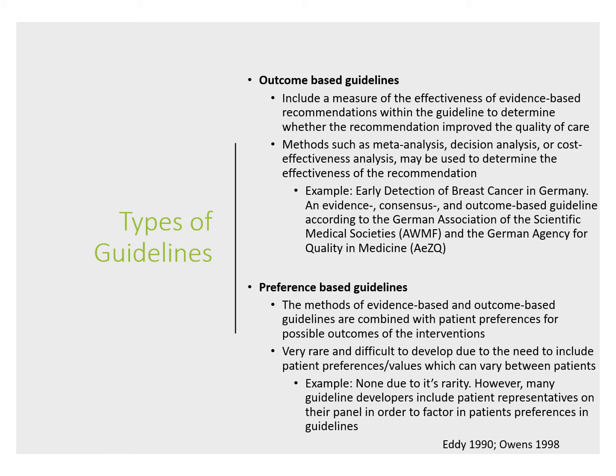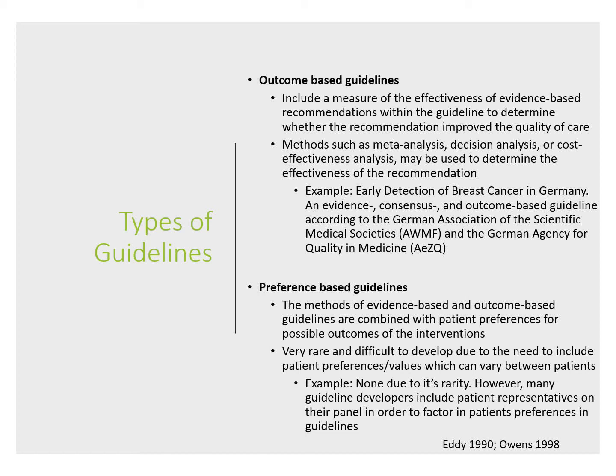The third type of guideline is the outcome-based guidelines. This type of guideline includes a measure of the effectiveness of evidence-based recommendations within the guideline to determine whether the recommendations improve the quality of care. Methods such as meta-analysis, decision analysis, or cost-effectiveness analysis may be used to determine the effectiveness of the recommendation. An example of this type of guideline is the early detection of breast cancer in Germany, an evidence-based, consensus, and outcome-based guideline, according to the German Association of the Scientific Medical Societies and the German Agency for Quality in Medicine.